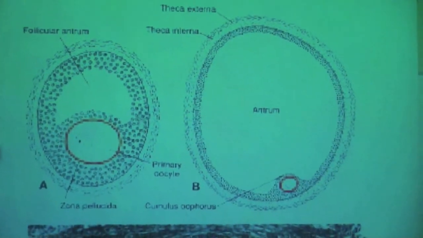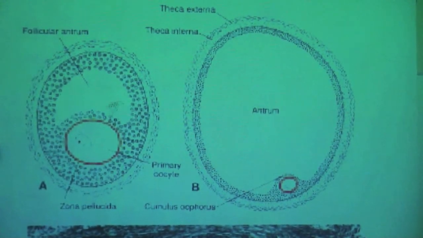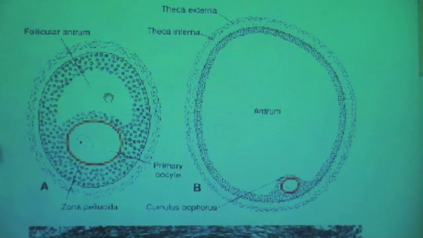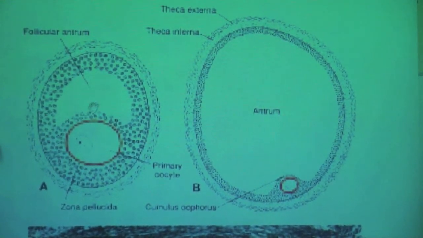Simultaneously, these follicular or granulosa cells start secreting a substance, and fluid comes from outside into the follicle, and they create small spaces. When these small spaces are created, it is called a secondary follicle. All these spaces join together and push the oocyte towards one side, and they make a big cavity. When one big cavity is formed, it's called a tertiary follicle or Graafian follicle. The cells surrounding the oocyte are known as cumulus oophorus, a small layer of cells surrounding the oocyte inside the follicle.